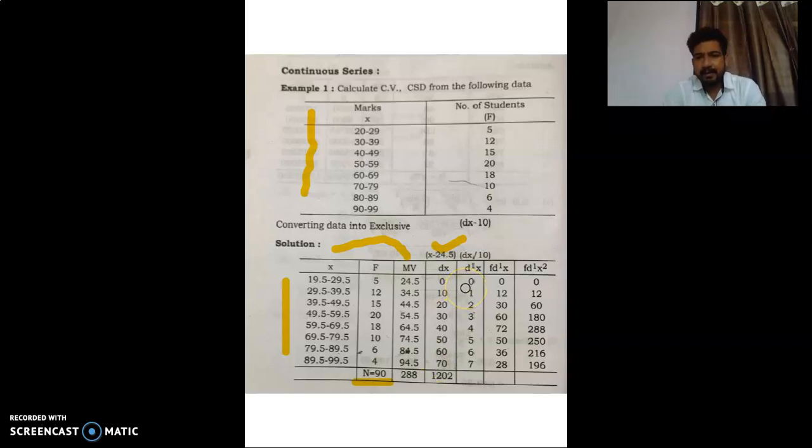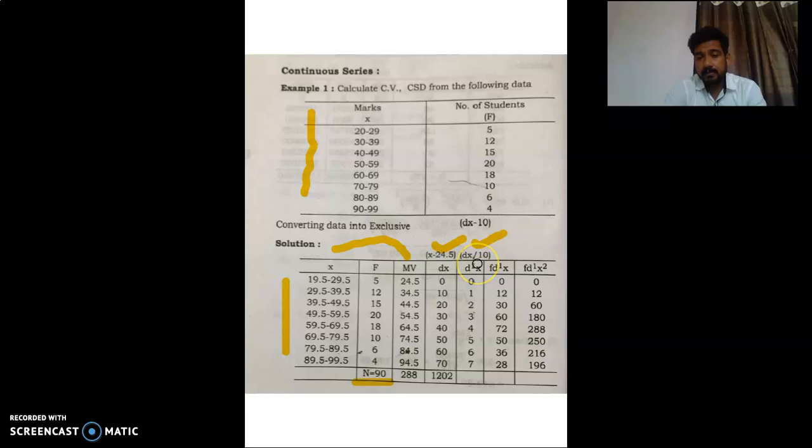Then we have to calculate d dash x as dx divided by 10. Why 10? Because the difference between the class intervals is 10, so we divide dx by 10. So 0 divided by 10 is 0, 10 divided by 10 is 1, 20 divided by 10 is 2, 30 divided by 10 is 3, 40 divided by 10 is 4, 50 divided by 10 is 5, 60 divided by 10 is 6, 70 divided by 10 is 7. Now we have to find f d dash x.